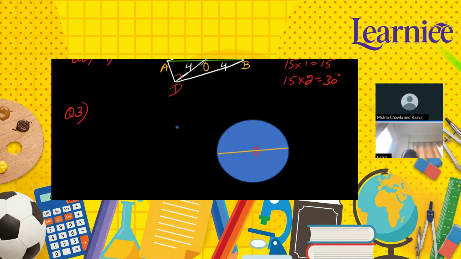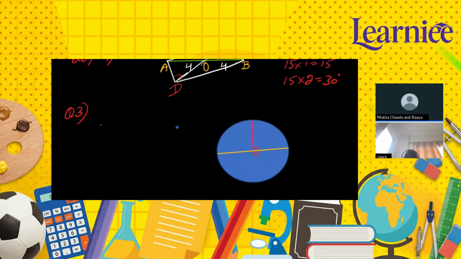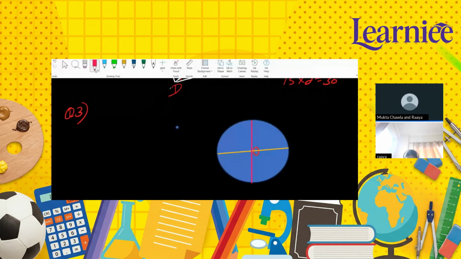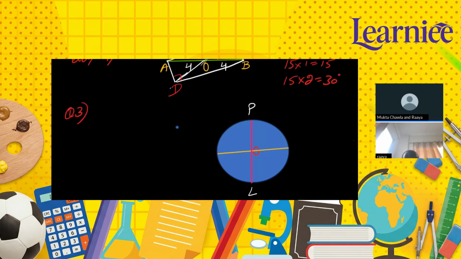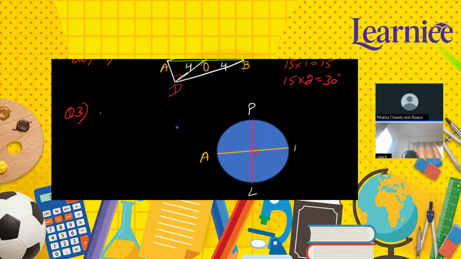Yes. We all know that a diameter passes through the center of the circle, right? So one diameter, and the second diameter, right? Now they said PL and AM. Okay, we will label it also. PL and then they said AM. I'm going with a different color so that we can identify easily. A and M.